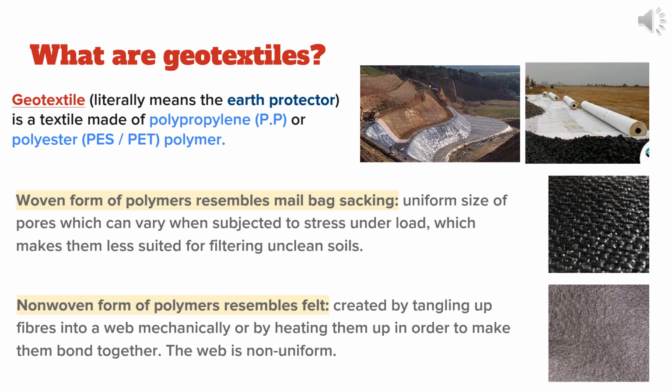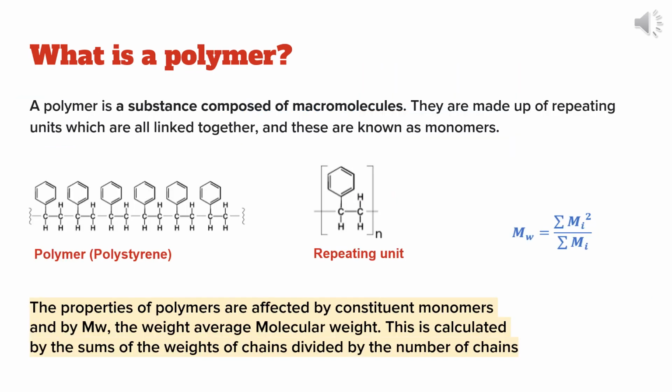The woven form of polymers resembles mailbag sacking, with uniform size of pores which can vary when subjected to stress under load, which makes them less suited for filtering unclean soils. The non-woven form of polymers resembles felt, created by tangling up fibres into a web mechanically or by heating them up in order to make them bond together. The web is non-uniform.